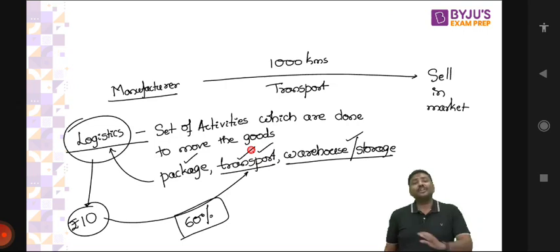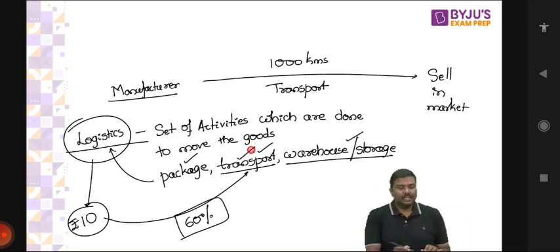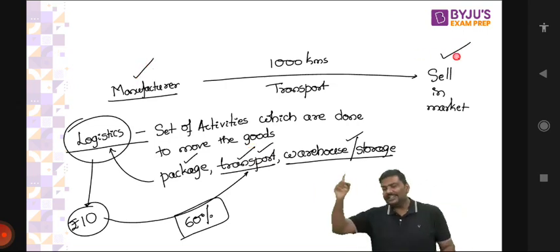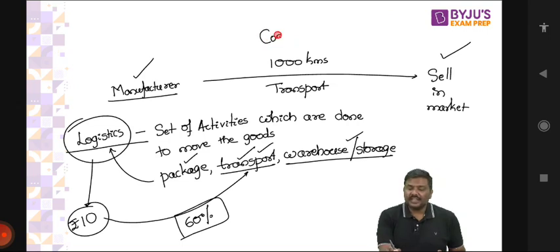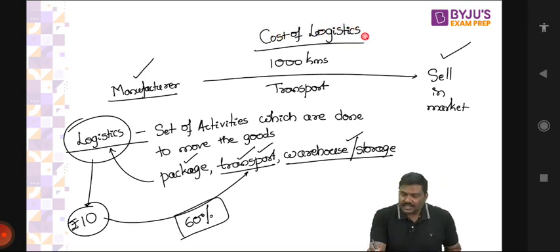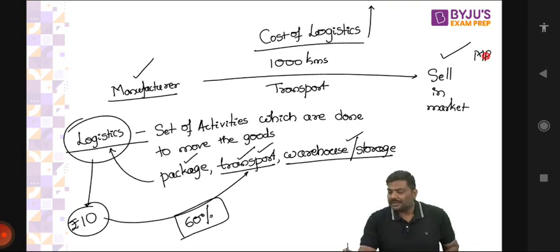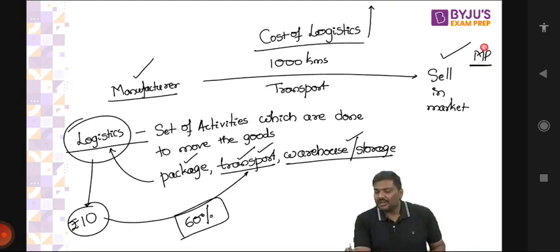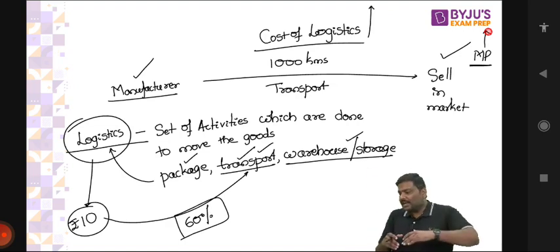Now, why should you understand all of it? Come to the argument. You're a manufacturer. You want to move the product and sell it in the market. What if I say the cost of logistics is higher? If the cost of logistics is higher, what will happen to the market price of the product? The market price will automatically increase. And can it contribute to inflation? Of course, yes. If the market prices are higher, it will contribute to inflation.